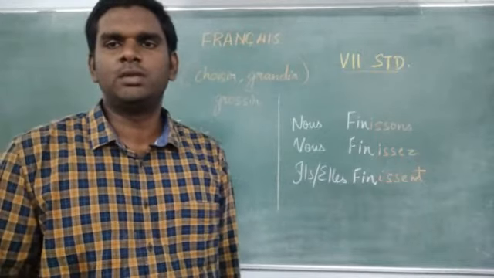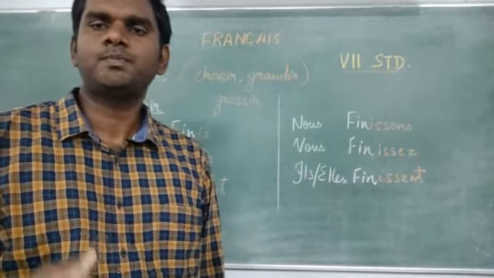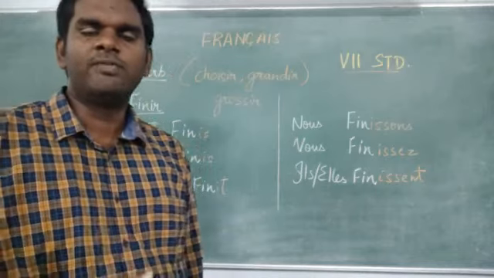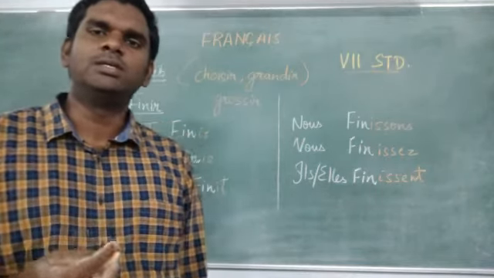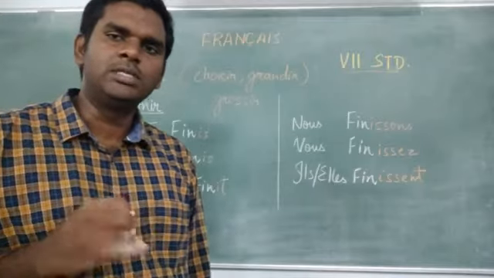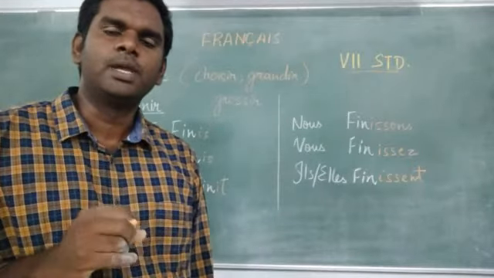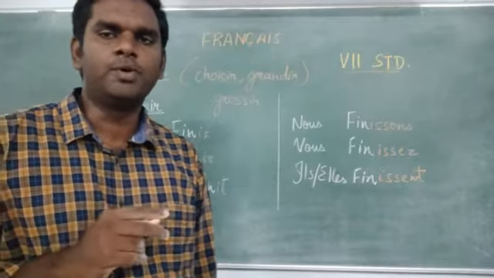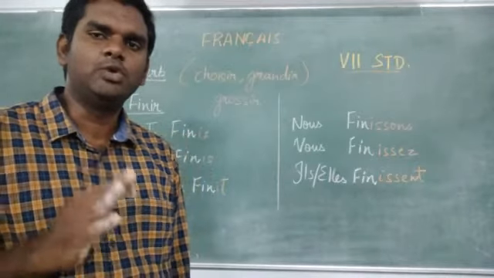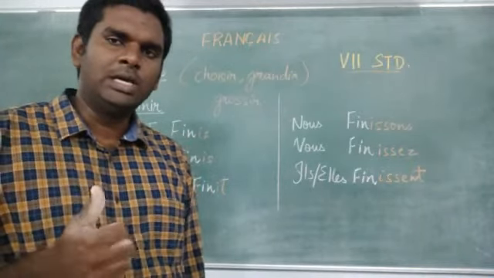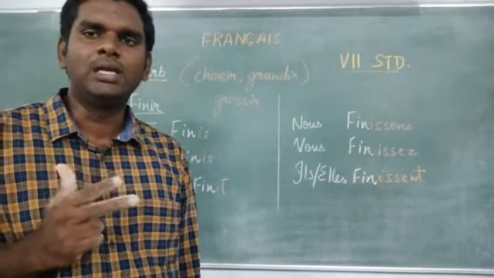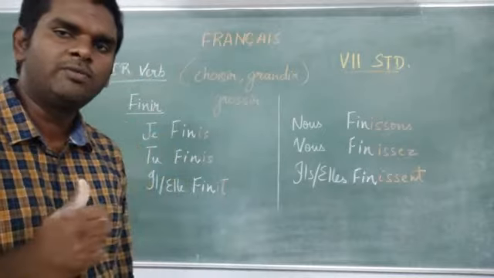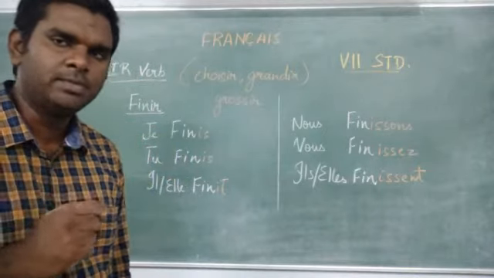In today's session, we are going to see IR verbs. Do you have any idea what an IR verb is? So far what you have learned is ER verbs, that is the first group of verbs, and IR verbs are the second group of verbs. Normally three groups are there in French: ER first group, IR second group, RE third group. So today we are going to deal with IR verbs.